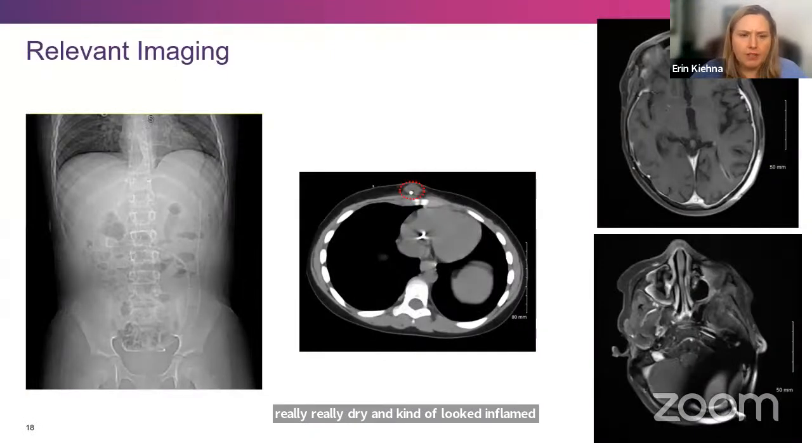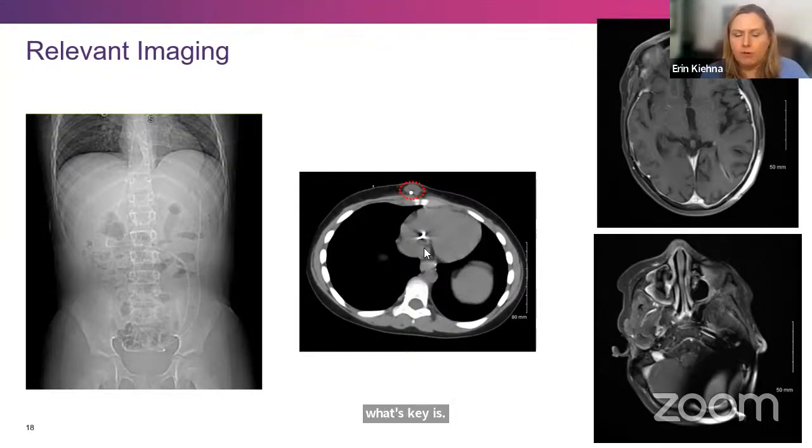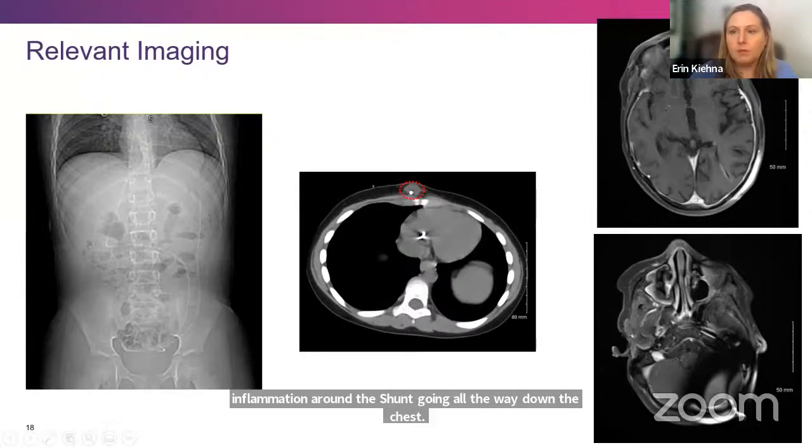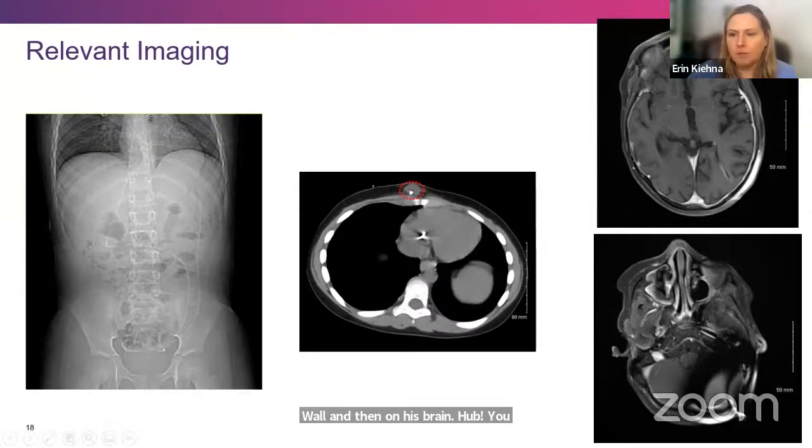This is his shunt series, which looked fine. But this is what's key, this was on the CT scan. We were looking for a pseudocyst, which he didn't have, but you could see inflammation around the shunt going all the way down the chest wall. And then on his brain, you can see that there's enhancement along my catheter. Don't worry, his dura always enhances from a low pressure situation after the tumor is resected.